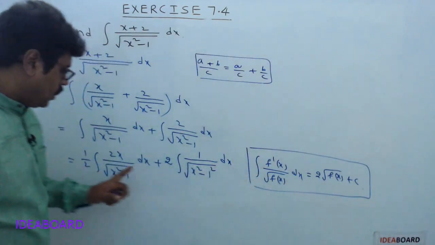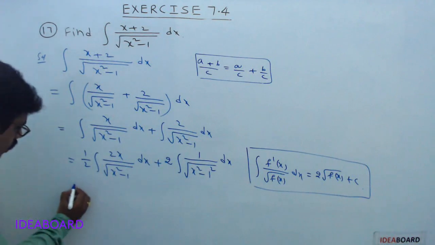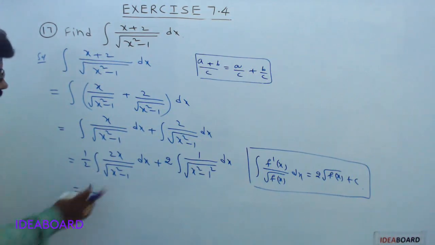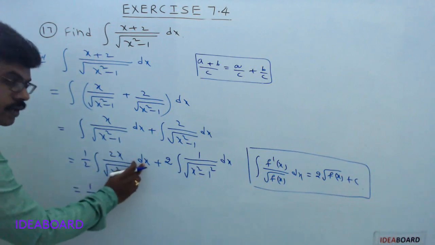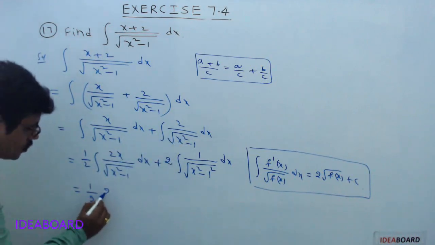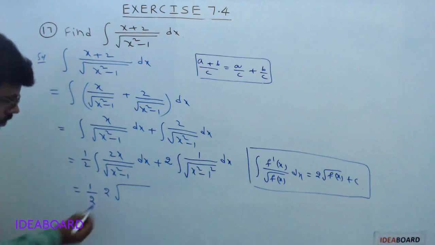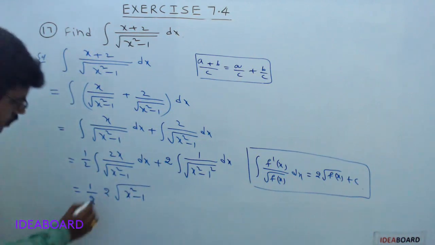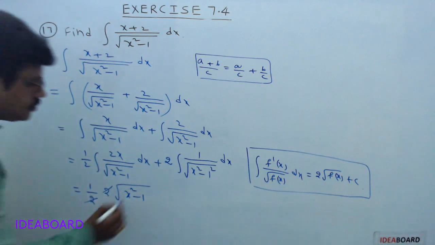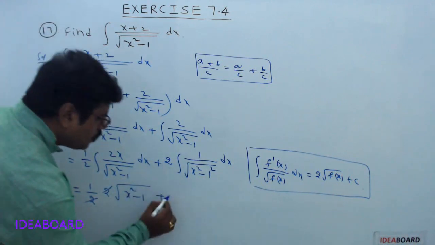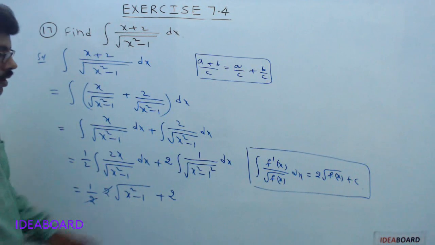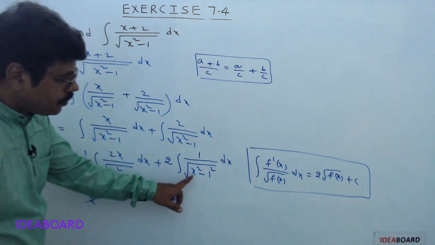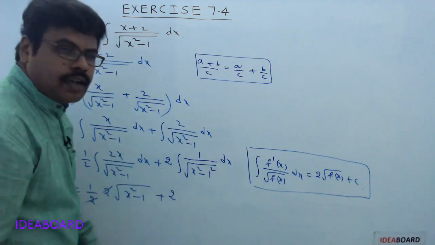Now use this formula on the first term. This is equal to 1 by 2 into integral of f'(x) divided by root f(x) dx, that is 2 into root f(x), where f(x) is x² − 1. Now the 2s will cancel, plus 2 into the integral of 1 divided by square root of (x² − 1²) dx.